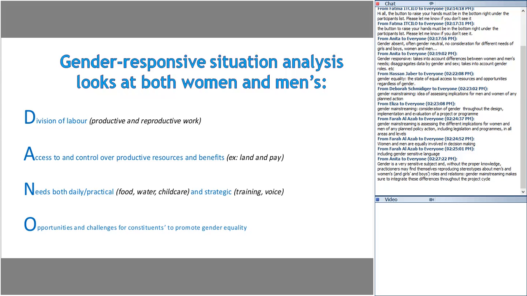And then what are the challenges for our constituents? Often these will be cultural. Often these will be economic. These will be sometimes legal. So there are restraints to our constituents achieving their gender equality related objectives. So I also want to unpack those and understand those.